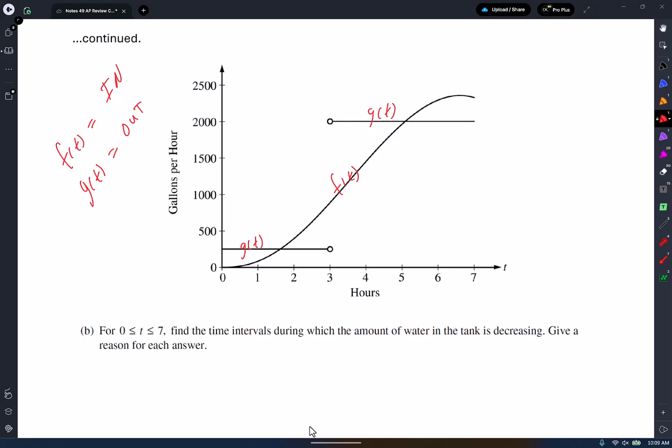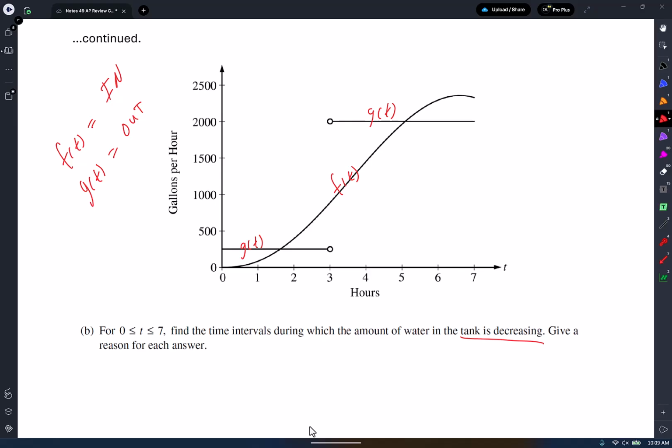Increasing. If there's more water going out than the amount going in, is the amount of water increasing or decreasing? Decreasing. So I need to find what do they want again? Decreasing? I need to find where the water is going out at a faster rate than the water is going in. Does that make sense?